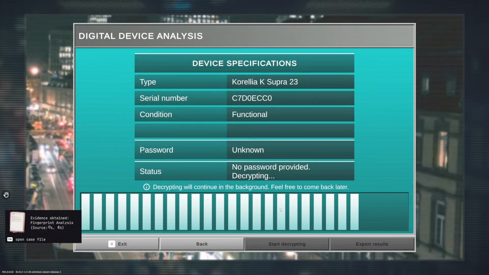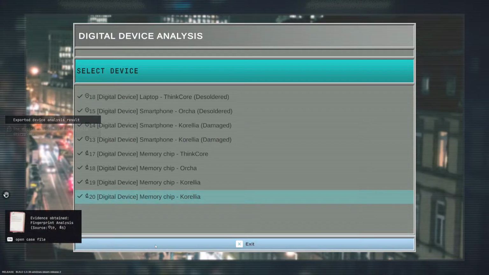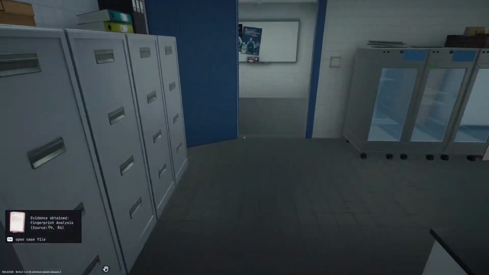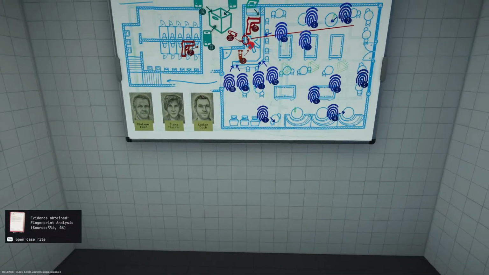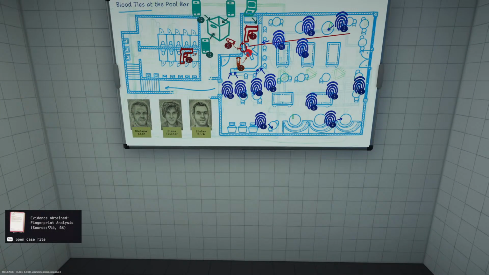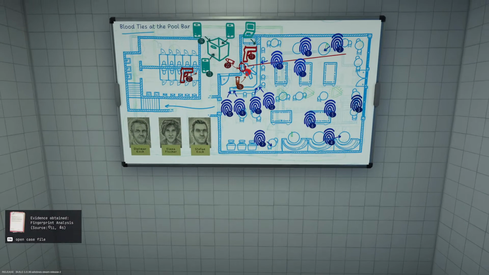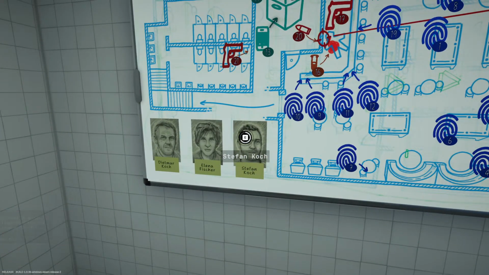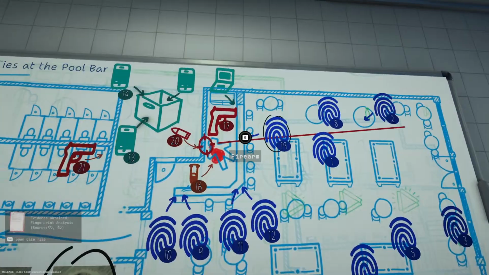And this should be everything. So we'll go email all the results and see what we get. Okay. Let's look at the blueprint here. Yep. Yeah, it was you, Stefan. Yep. There's his fingerprints right there.